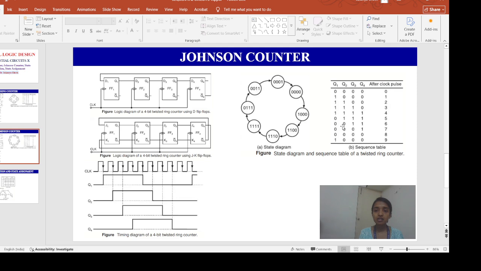And from this sequence table, depending upon the negative edge of the clock pulse, we need to draw the state of each flip-flop, the output of each flip-flop.